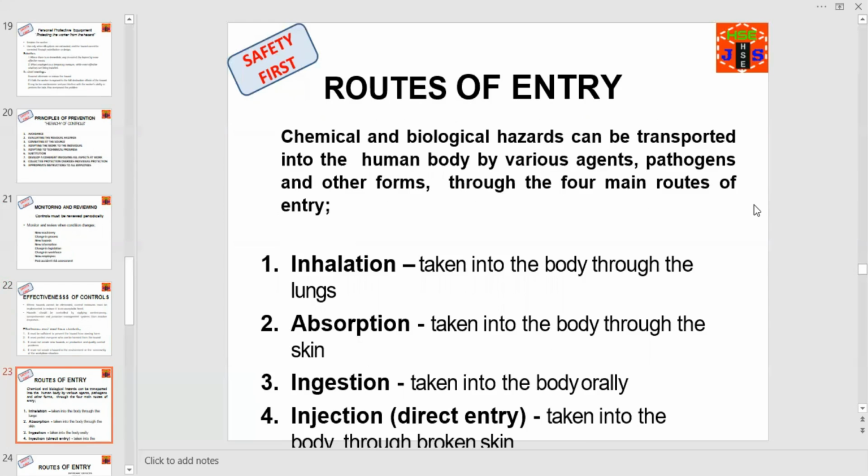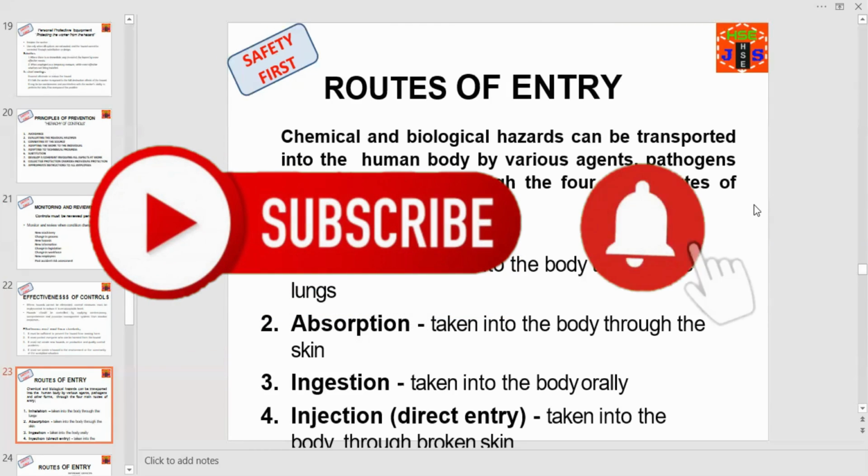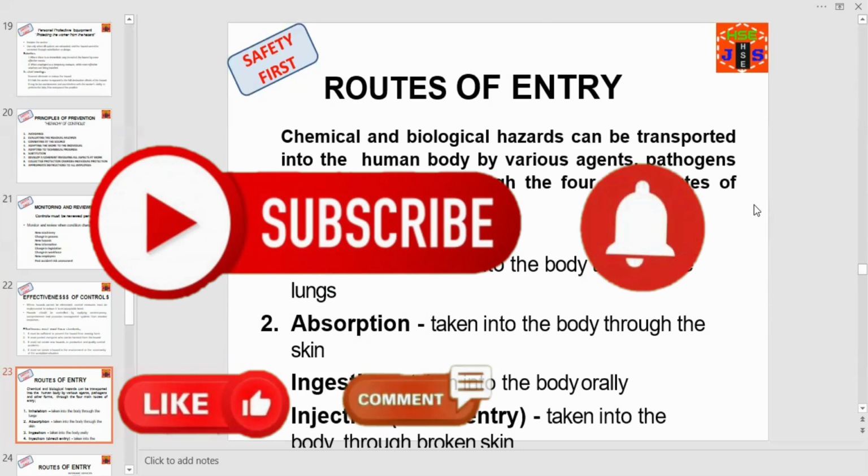We have already discussed there are some chemical and biological hazards. If there are biological and chemical hazards, we must know and understand the routes of entry. Chemical and biological hazards can be transported into the human body by various agents, pathogens, and other forms through the four main routes of entry. Number one, inhalation. Number two, absorption. Number three, ingestion. And number four, injection, meaning direct entry.